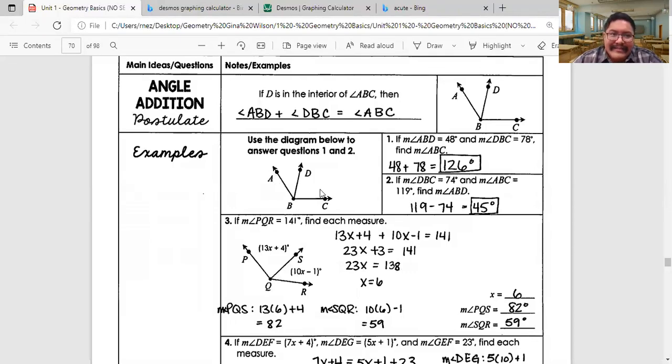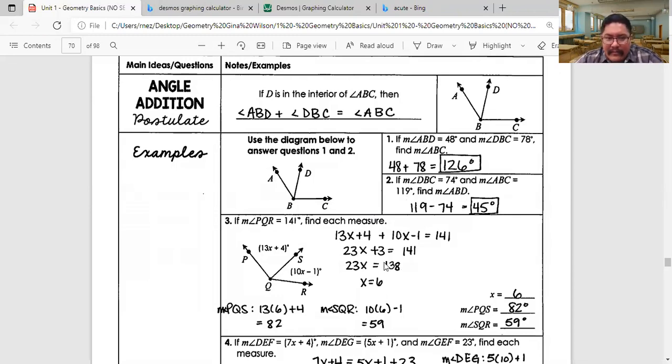So even though it says angle addition postulate, this still means that we can subtract, right? Anything you can add, you can also subtract. So we're going to go ahead and subtract that. We're going to take away 74 from the whole thing, 119, and that's going to leave us with 45 degrees. So again, you can still subtract.